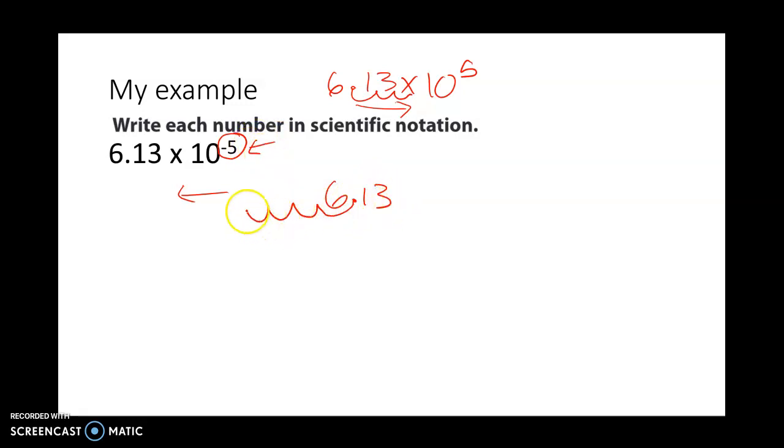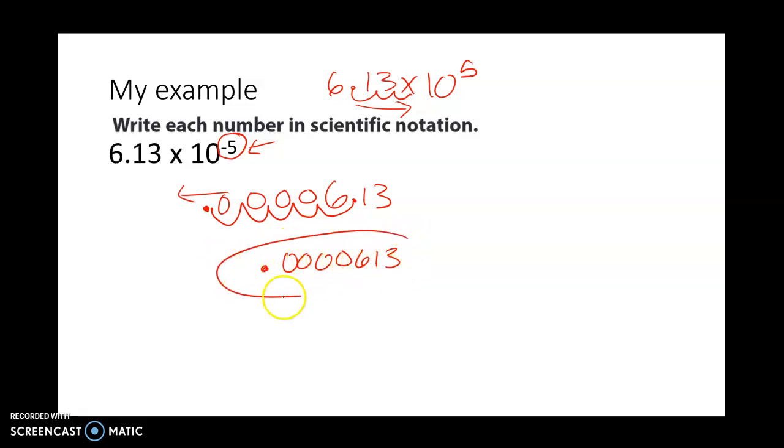1, 2, 3, 4, 5. Add a new decimal, add zeros. So our new number is 0.0000613. Final answer. So negative exponent means small number. Positive exponent means big number.